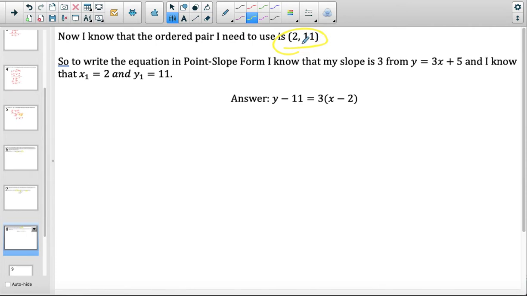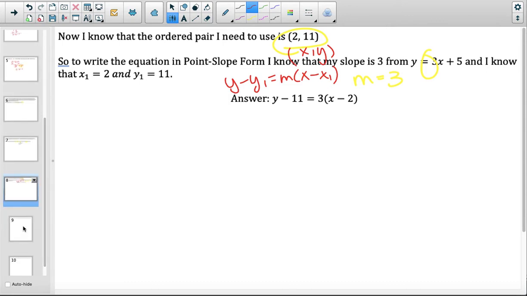So to write it in point slope form, I know that my slope is 3, m equals 3 from the equation that I was given, and my point is 2, 11. As you know, the equation for point slope is y minus y1 equals m times x minus x1. So plug in your m, and plug in your coordinates x and y. Remember, these ordered pairs are x comma y, so don't get confused when plugging those in. So just 2 examples to practice with that.